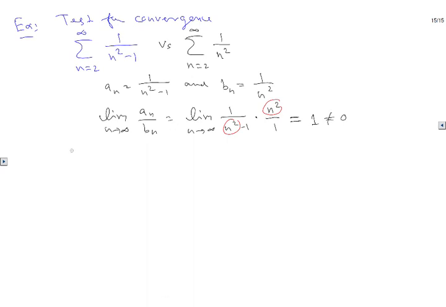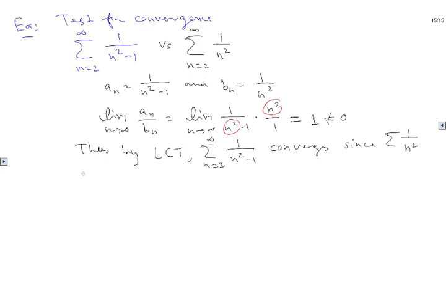We know that sigma 1 over n squared is a convergent series. Thus, by the limit comparison test, the series from n going from 2 to infinity, it can't be 1 because at 1 it does not exist, of 1 over n squared minus 1 converges, since sigma 1 over n squared is a convergent P series with P equal to 2, which is greater than 1.